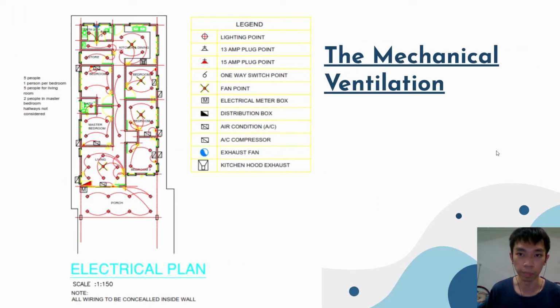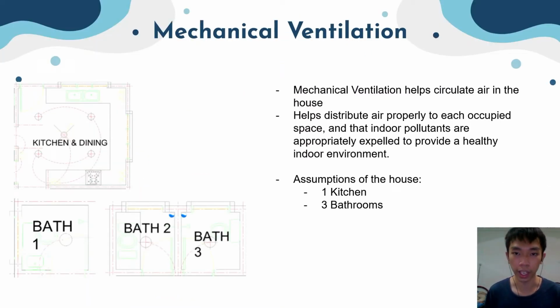Now I will talk about the mechanical ventilation of the house. Mechanical ventilation helps to circulate air in the house. It also distributes air properly to each occupied space, and indoor pollutants will be appropriately expelled from the house to provide a healthy indoor environment. The house layout we have chosen for this case study has 1 kitchen and 3 bathrooms.